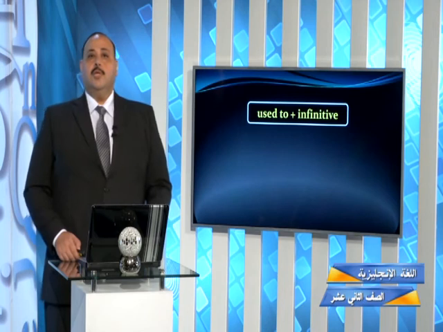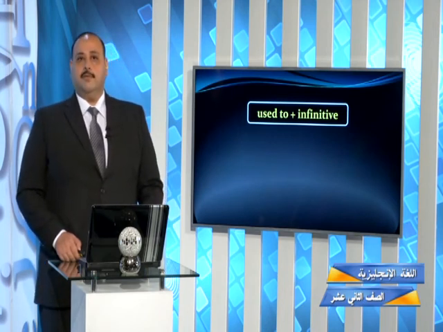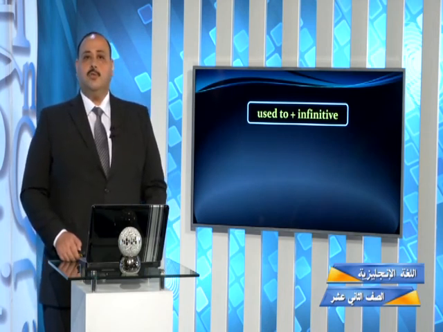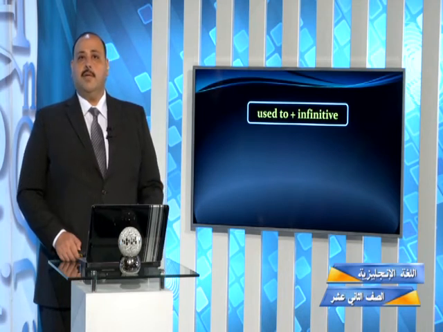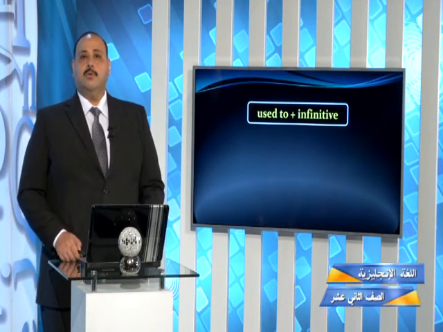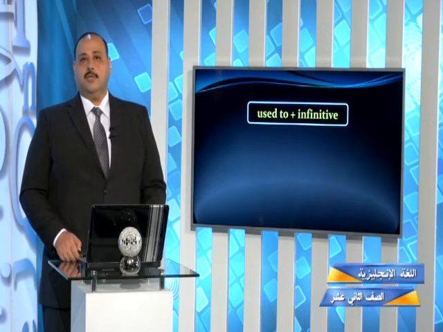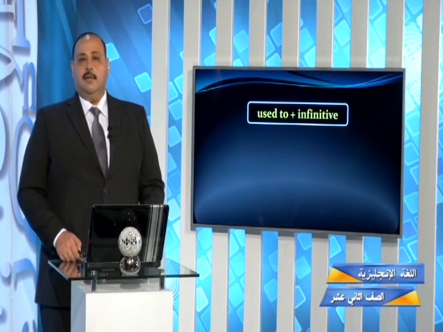Okay. Used to plus infinitive. When I say used to plus infinitive, the word infinitive means a base. What do I mean by a base? It means the verb in its first inflection. You don't add s, you don't add ed, ing, or any suffixes. It's just the base of the verb.